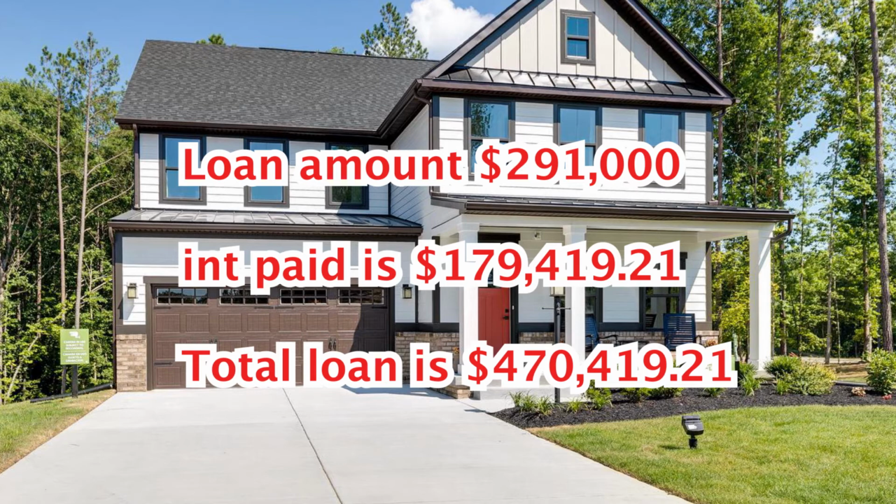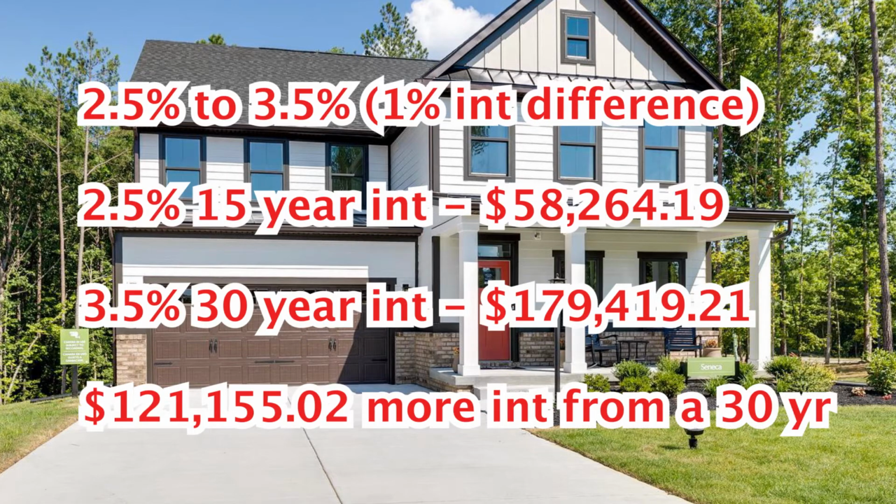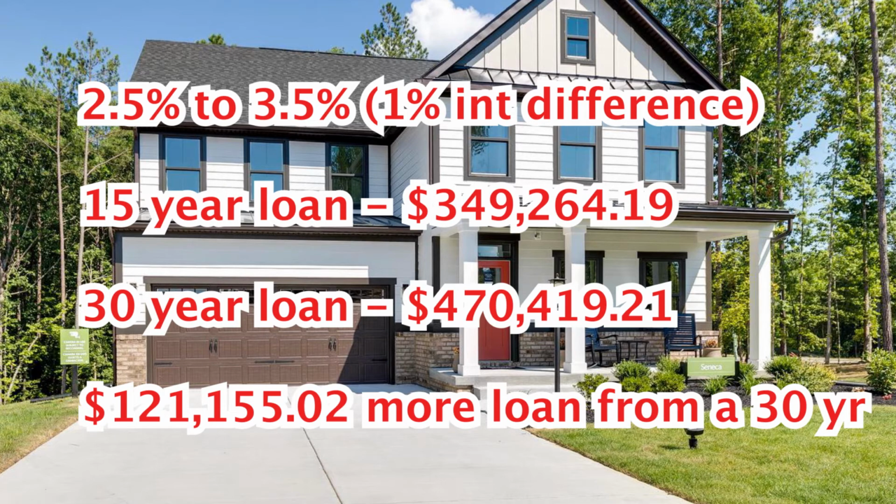For a 30-year, 3.5%, $291,000 home, we will pay a total loan amount of $470,419.21 due to having to pay a whopping $179,419.21 in interest. A 1% interest rate increase for 180 more payments made us pay $412,155.02 more. What I want to show here is, if you can help it, pay as quick as possible. Also, interest is a scam. Almost $400,000. It's just insane.